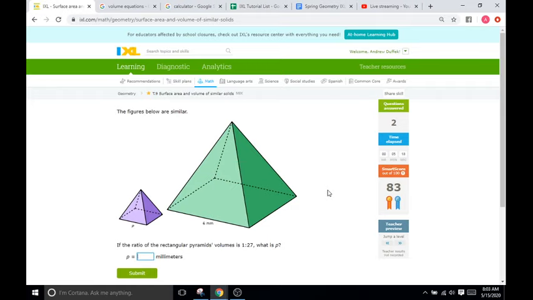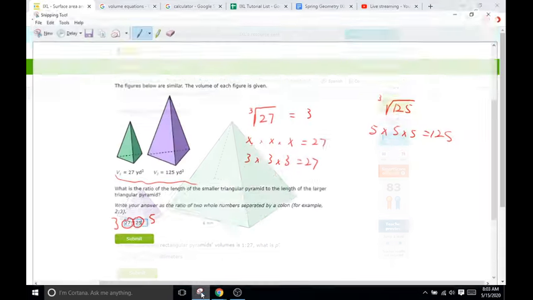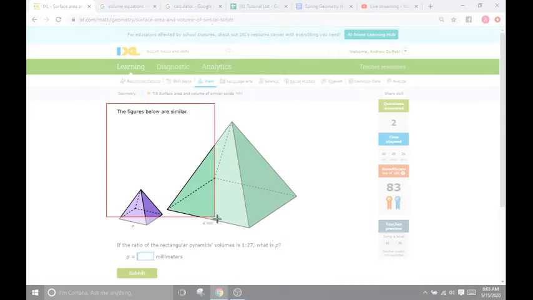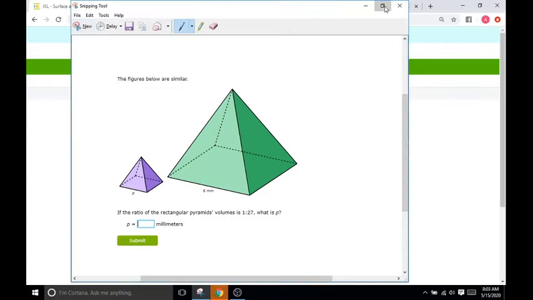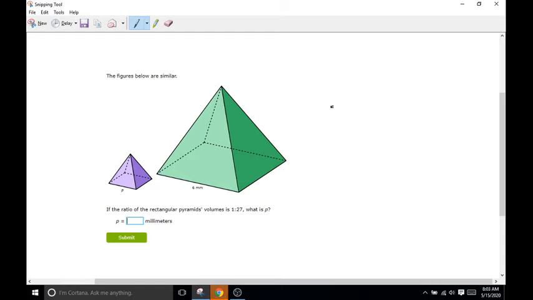If the ratio of the rectangular prism's volume is 1 to 27, what is P? Okay, same kind of problem. It says the volume ratio is 1 to 27, so that's the kind of problem we just did. So now it's asking for just one of the sides here. Okay, so we'll cube root both sides. We'll cube root 1 and cube root 27, right? Well, 1 times 1 times 1 is 1, so that's just going to be 1. And we already did this. It's going to be 3. 3 times 3 times 3 is 27. So the ratio between the sides is going to be 1 to 3.